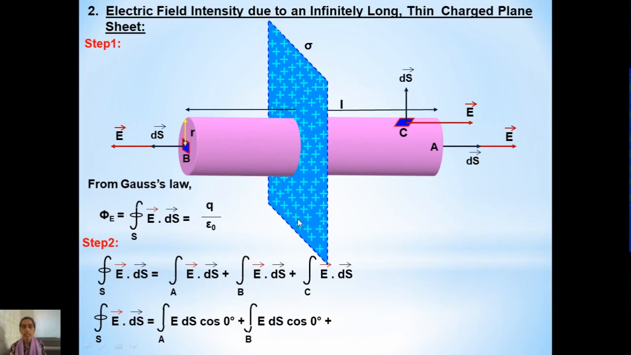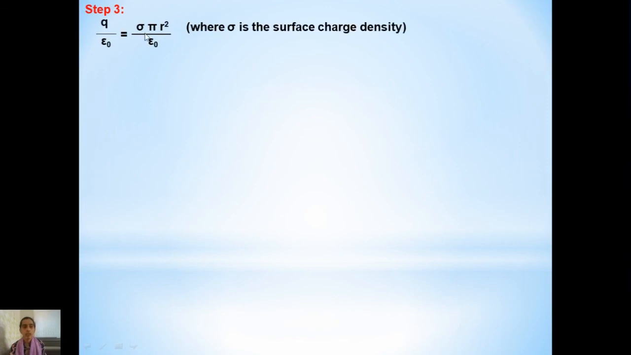In the second step, we calculate the left hand side of the Gauss law, that is the total electric flux. When we calculated it, we found it as 2E into pi r square. In the third step, we calculate the total charge which is enclosed within the Gaussian surface, in the right hand side of the Gauss law. When we calculated the total charge, we found that it is sigma into pi r square, where sigma is the surface charge density and pi r square is the surface area, right?